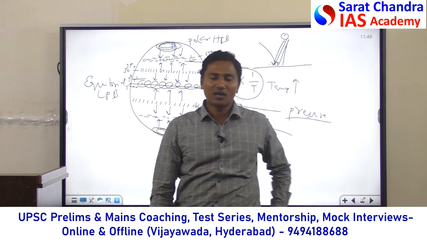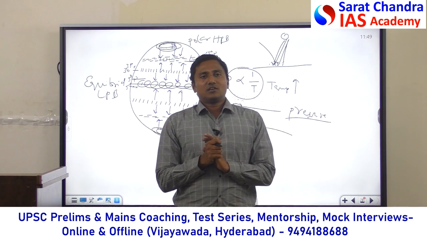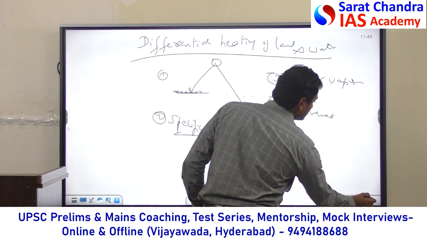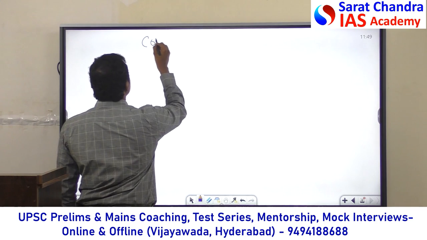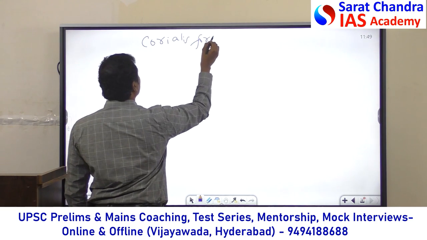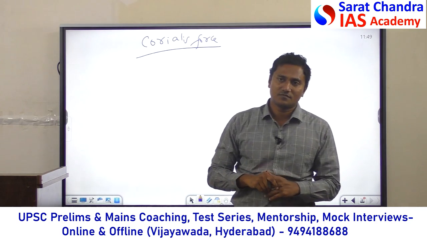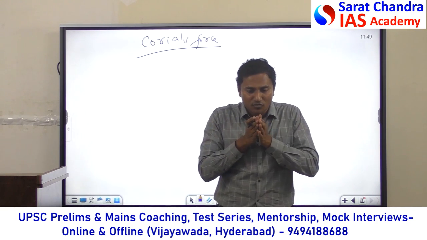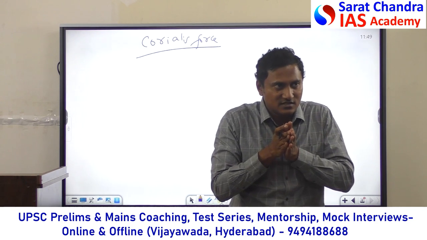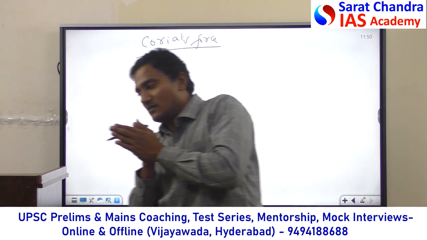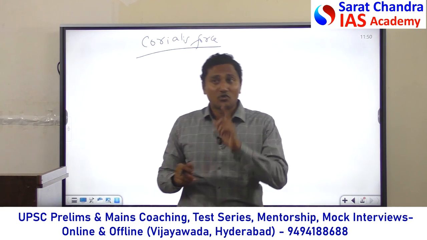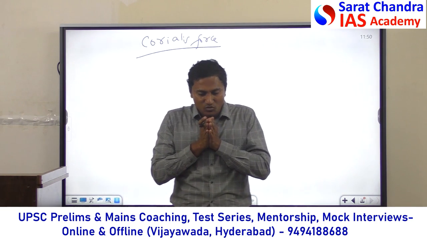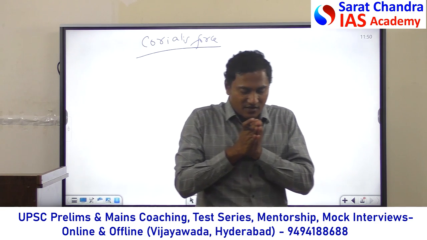But what happens, friends? There is a concept called Coriolis force. So, what is this Coriolis force? Coriolis force means wind moving in the northern hemisphere. For example, I am the wind, moving in the northern hemisphere. I cannot move straight like this. I will deviate to my right hand side. In the southern hemisphere, if a wind is moving, that wind will move towards its left hand side like this.